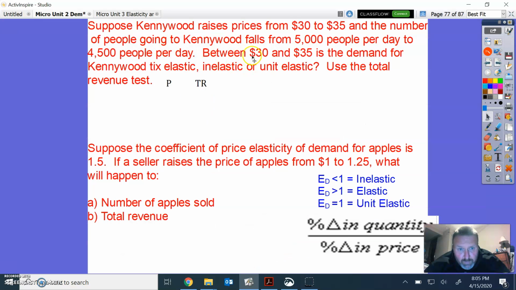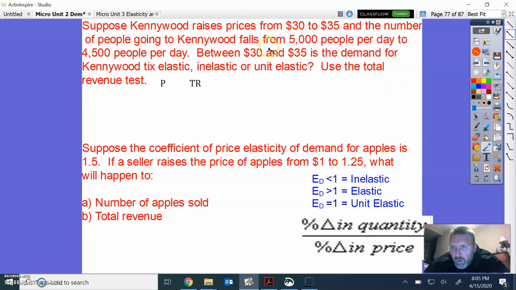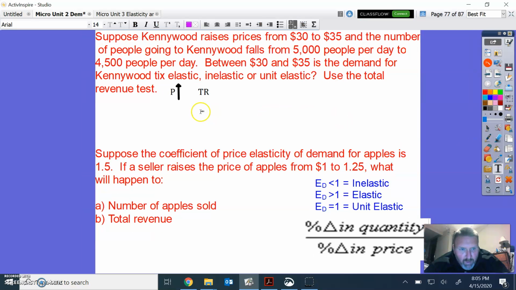Here we go. Again, total revenue test, and then an elasticity question, right? All right, so Kenny would raise his prices from $30 to $35 for a ticket, okay? So we know that prices are going up, okay? And the number of people going to Kennywood falls from 5,000 per day to 4,500 per day. Is the demand for Kennywood tickets elastic, inelastic, or unit elastic? Okay, well, what do we got to do? We got to do a little bit of a math problem, right?